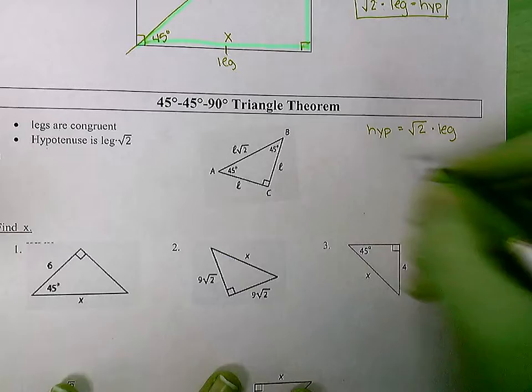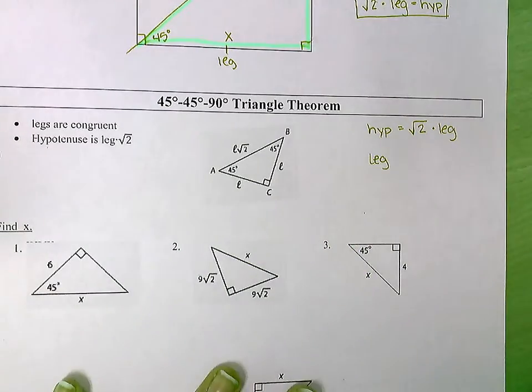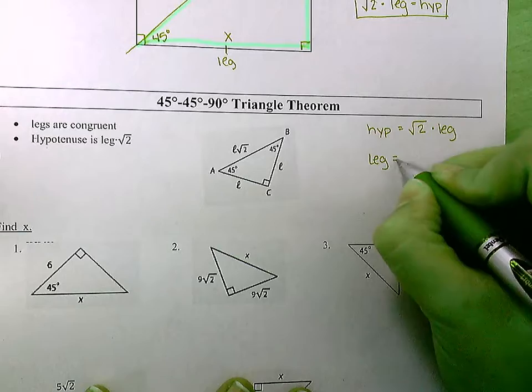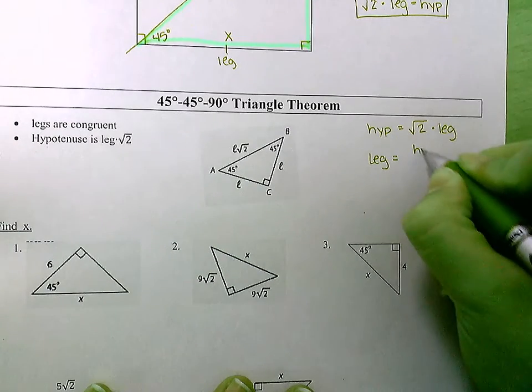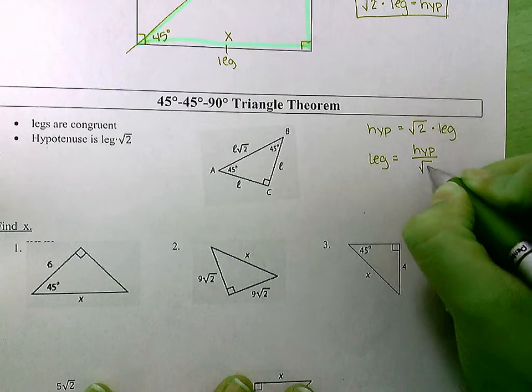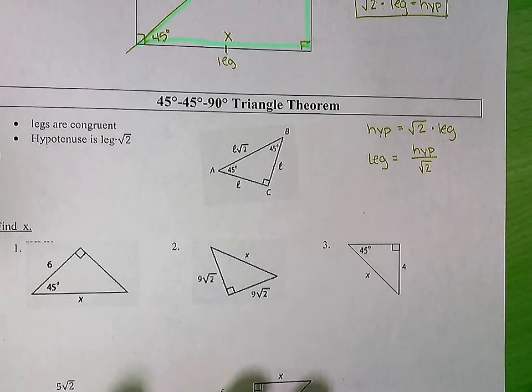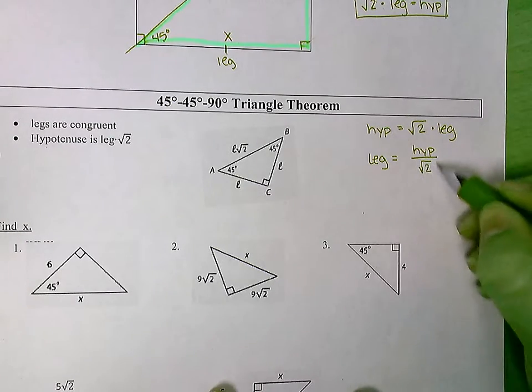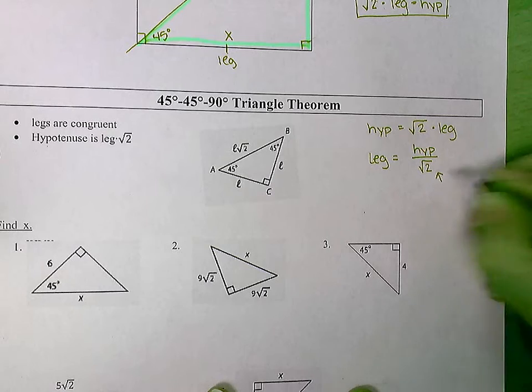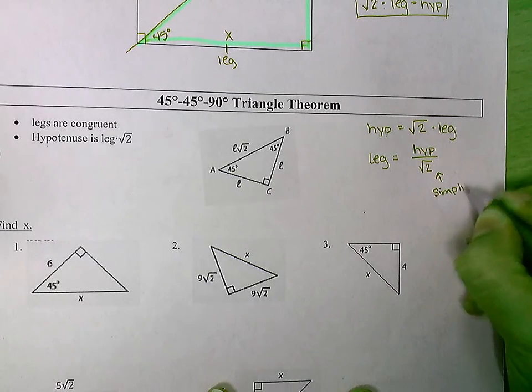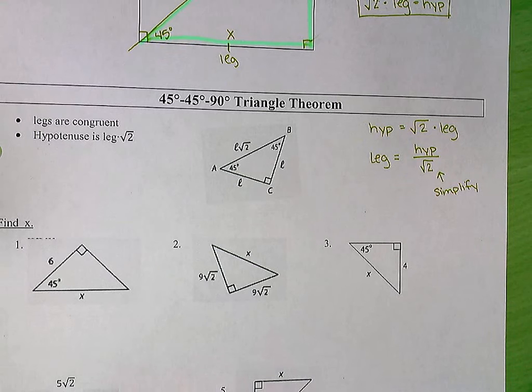Now if I'm trying to find a leg, and I'm given the hypotenuse, your leg will be equal to the hypotenuse divided by the square root of 2. Now when we did that radical review before, and we had a radical in the denominator, we had to simplify that. Okay, so if this happens, you need to simplify. So you need to multiply by that version of 1. So you're multiplying by square root of 2 over square root of 2. Okay?